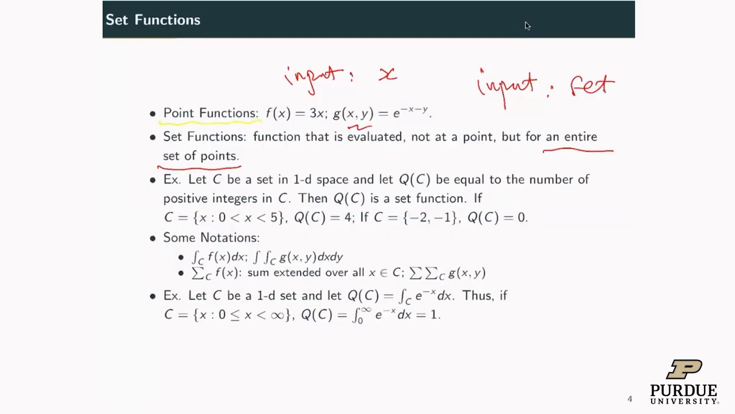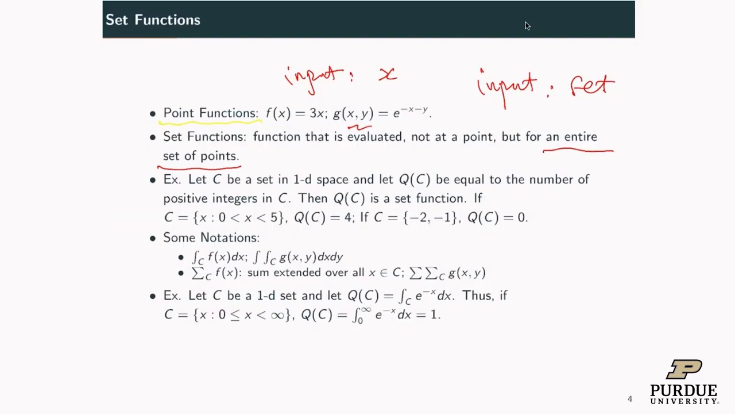For example, let C be a set in one-dimensional space, and Q(C) be equal to the number of positive integers in C. Then Q(C) is a set function. You give me a set, I count how many positive integers are in this set. For example, you give me the set of x between 0 and 5. Q(C) is 4. The number of positive integers is 1, 2, 3, 4. If C is {-2, -1}, then Q(C) is 0. There is no positive integer.